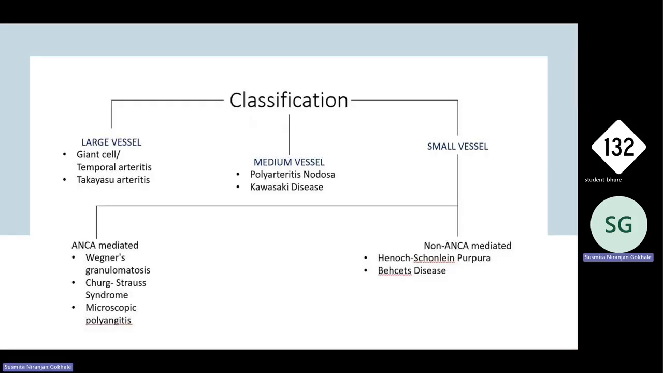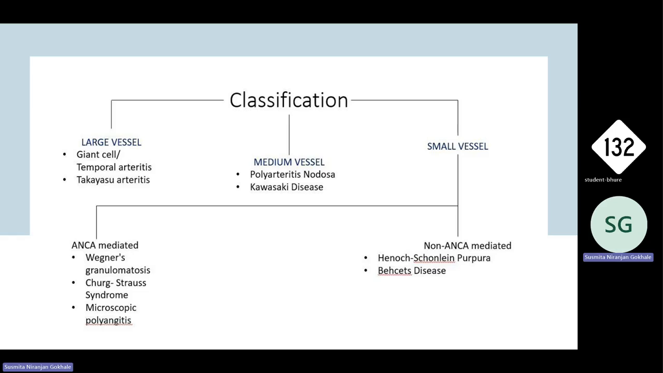This is the Chapel Hill classification of vasculitis. So vasculitis, according to the vessel that it affects, can be classified as follows. If it affects the large vessels, it can be classified as giant cell or Takayasu arteritis. So there is a trick to remember this. Large in terms of height is called tall. T for temple and T for Takayasu.